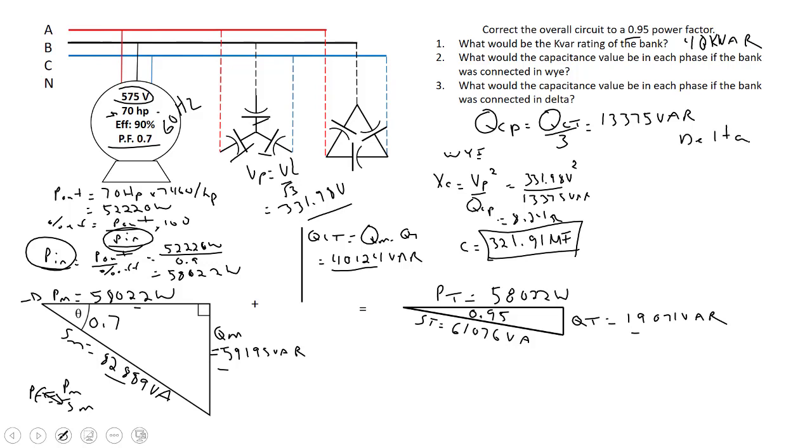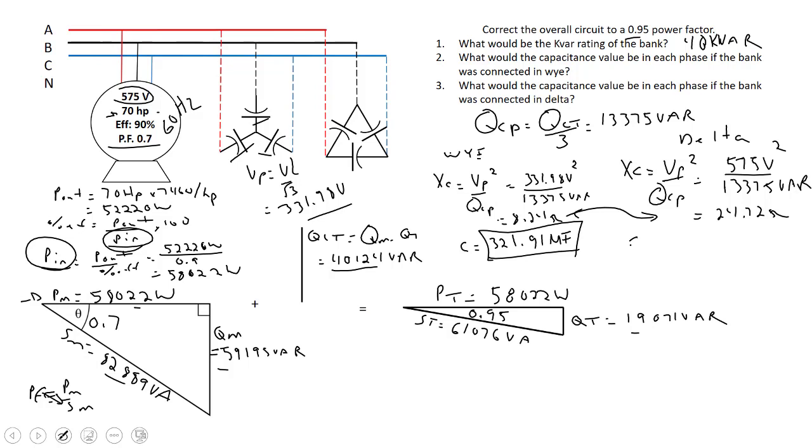So if we're in delta, well, we know the phase voltage is the same as the line voltage. So our XC is going to be equal to our phase voltage squared over our QC of the phase. So it's a 575 volt motor. So that's our line voltage, same as our phase voltage. Square it and divide it by our 13,375 VAR. That comes to about 24.72 ohms. Basically 3 times the opposition as it was in Y, 3 times greater XC.